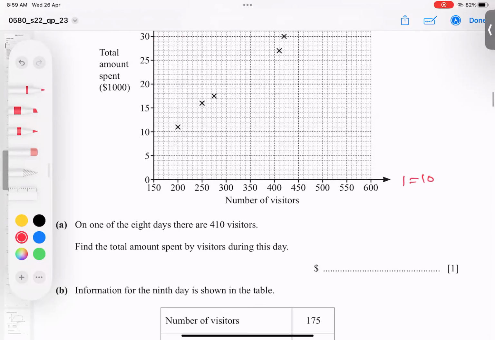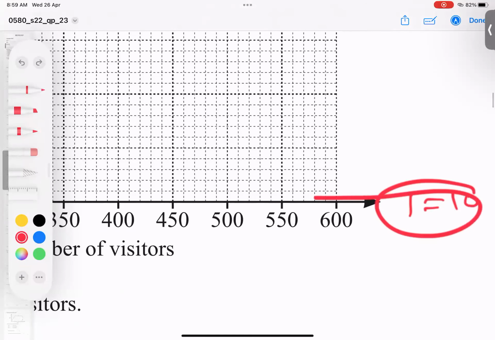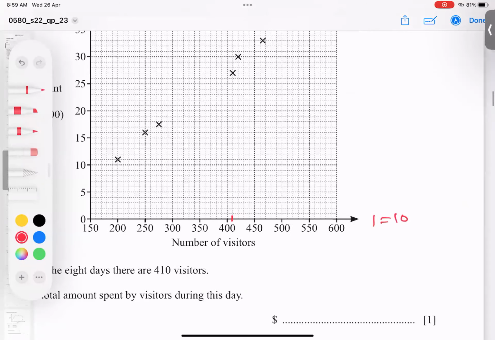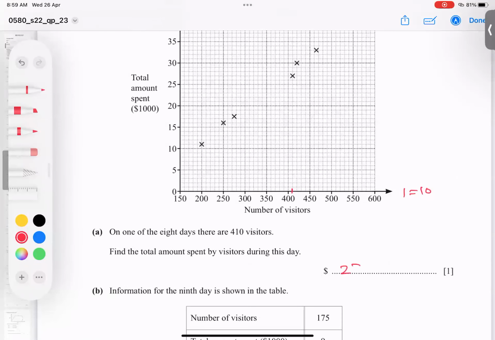Now I'm discussing the point. What is it saying? Total amount spent at 410 visitors. For your knowledge, one box is 10. So where is 410? There's 400, then 410. So this is the point I'm looking for. So go from here up, up, up, and stop. And go here over. So what is it, 25, 26, 27? So $27,000. I think you got the answer. So $27,000. Alhamdulillah Rabbil Alameen, the idea is very clear.